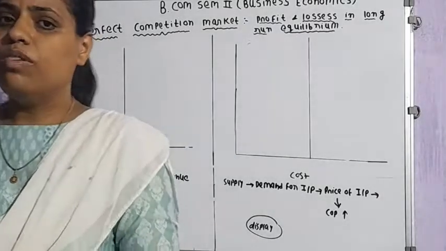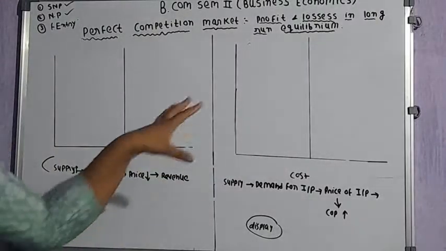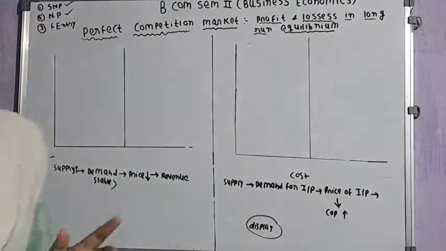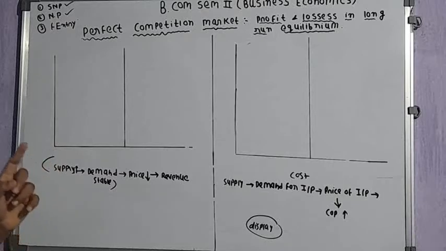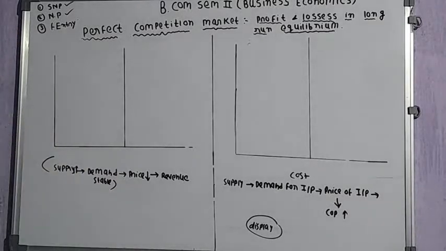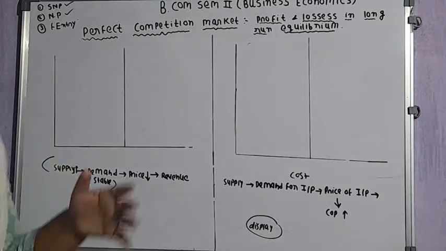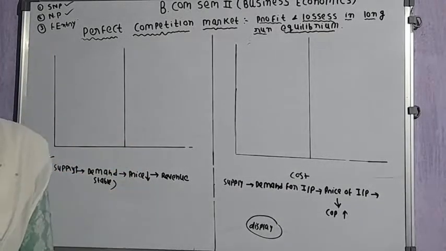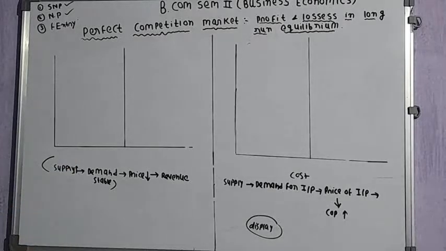Now we will understand the same concept with the help of the graph. What we have said is that in the short run, the firm can earn the supernormal profit, they can earn the normal profit, and they can incur the loss as well. But in the long run, we have taken an assumption that at the initial level, the firms are earning the supernormal profits. So here we are going to draw the graph of supernormal profit.